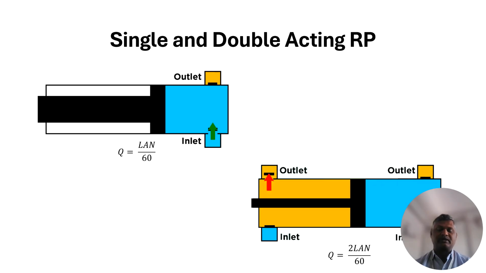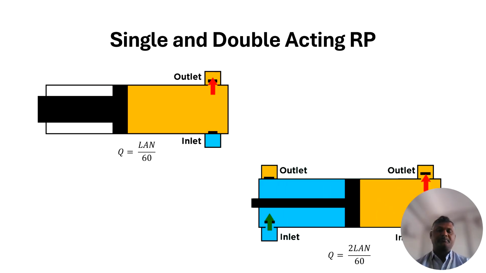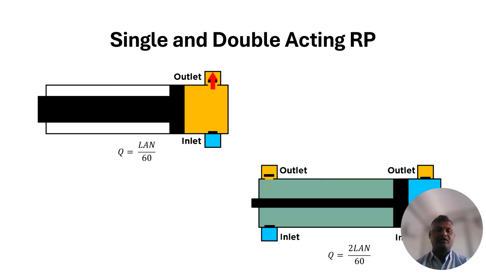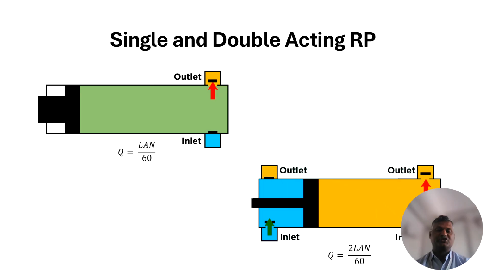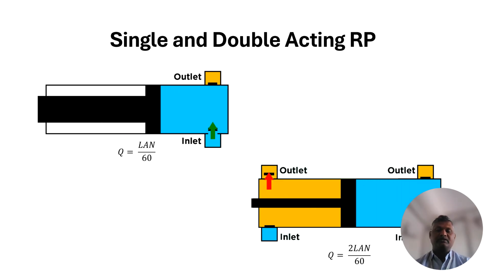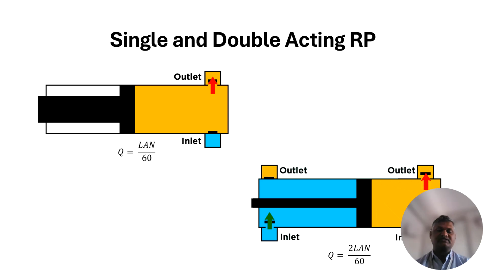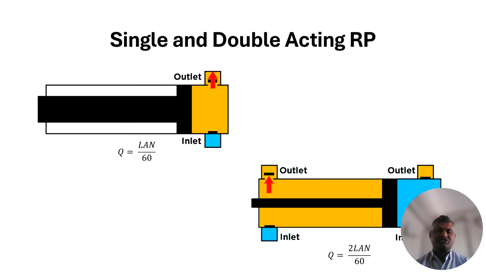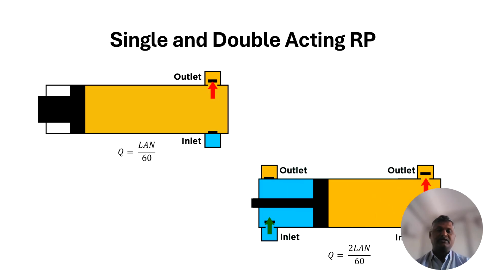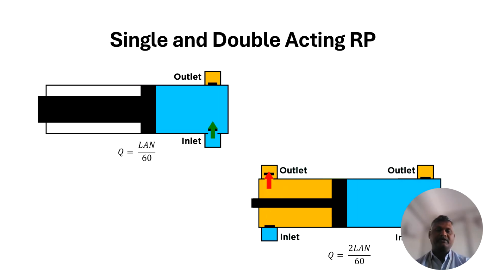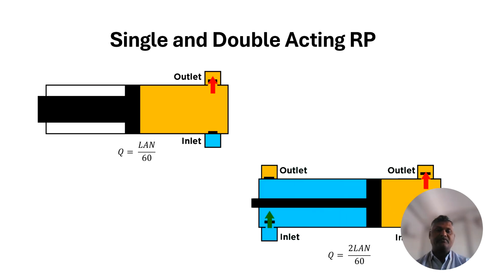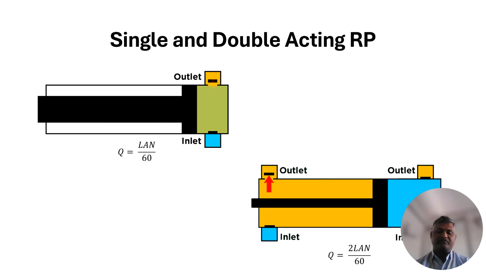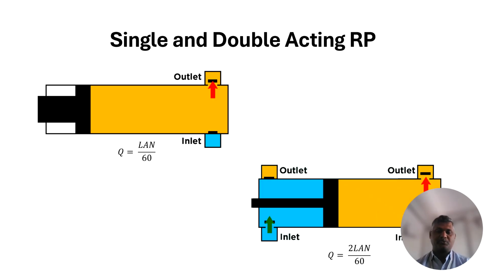Likewise, we can determine the discharge rate of the single and double acting reciprocating pump as given in the formula: LAN divided by 60 for single acting, but for double acting 2LAN divided by 60. For two actions we are multiplying by 2. Here L is the length of the stroke, A is the cross-sectional area, and N is the number of revolutions, divided by 60. So the pump discharge can be calculated for single and double acting reciprocating pumps.